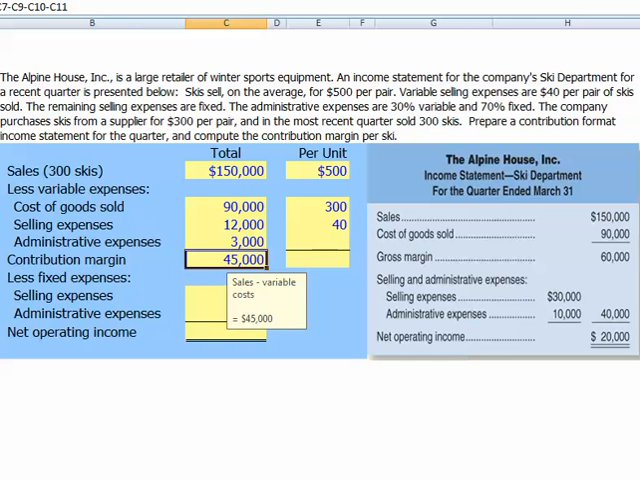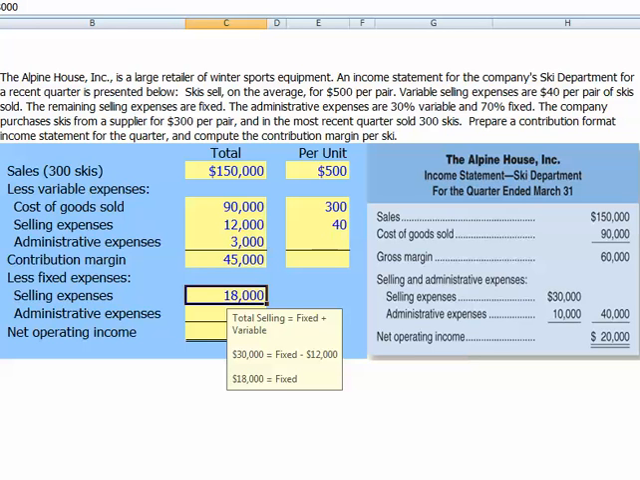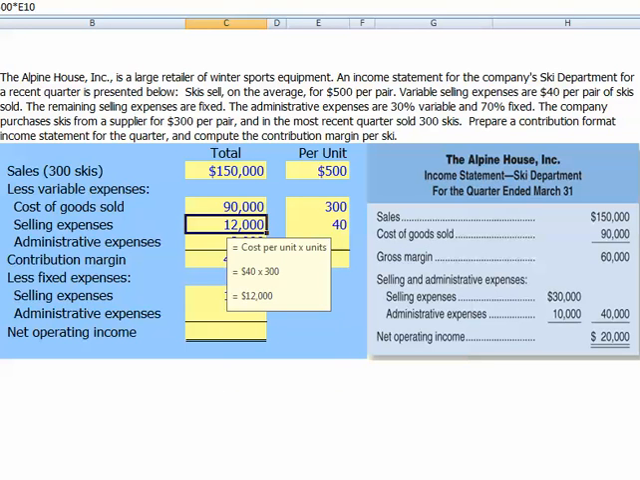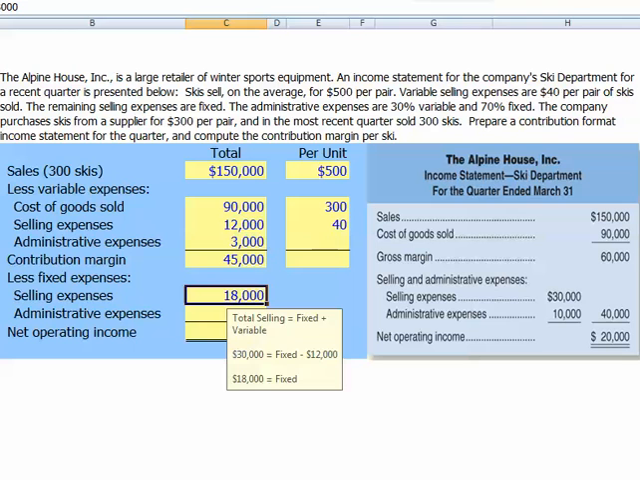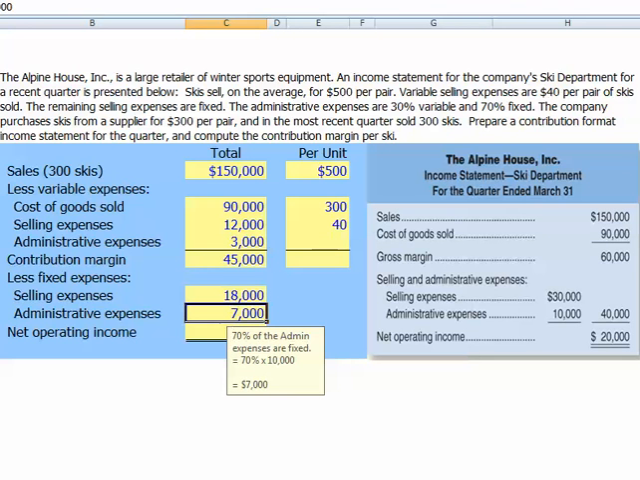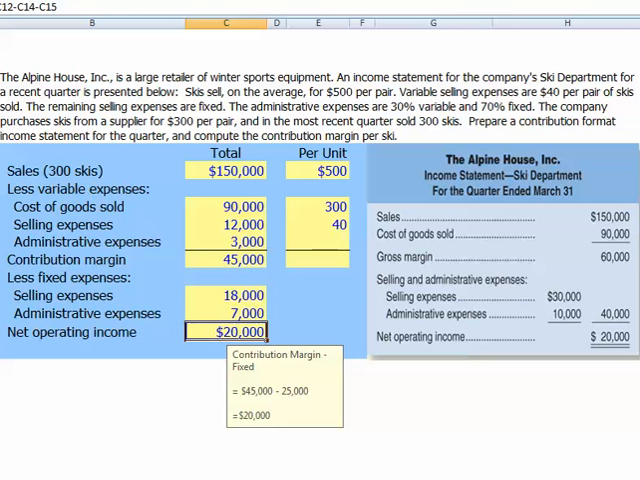Our next step then is to calculate our fixed cost. Our fixed selling expenses will be $18,000. This is our total selling expenses according to our traditional income statement, minus the $12,000 that was variable component. Our fixed administrative expenses will be $7,000. This is our total administrative expenses of $10,000 multiplied by the 70% portion that are fixed.